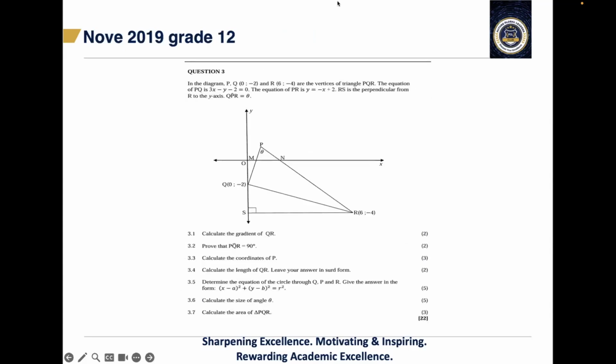And then once again, this is one for grade 11. It's your analytical geometry for grade 11. It's still the same thing that was asked in the previous question. Next slide, please.